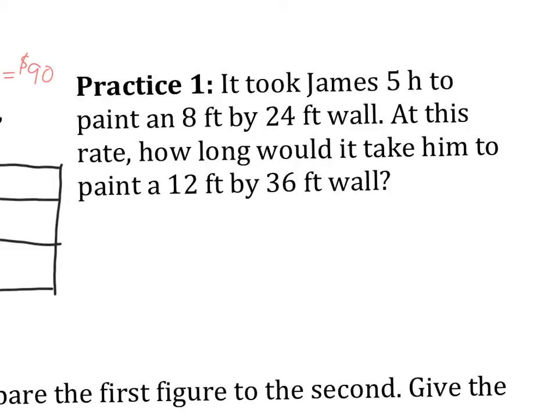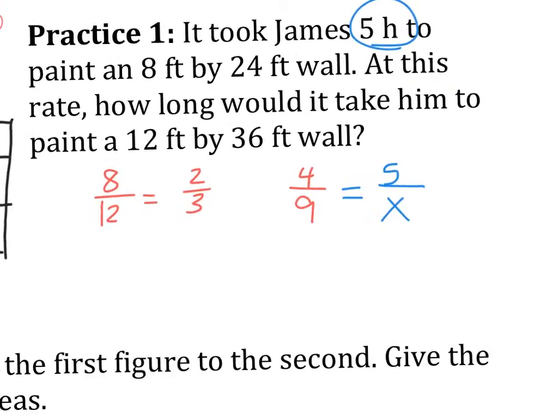So first off, the scale factor we clearly see is 8 to 12, so that becomes 2 to 3. When you square that, you get 4 to 9, and that is going to compare to the work. So this here is how the areas compare. So this one, the fraction I'm going to do here, is how the time spent compares. 5 compares to x there.